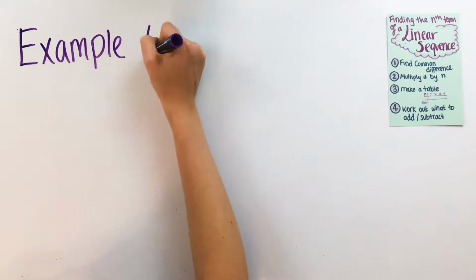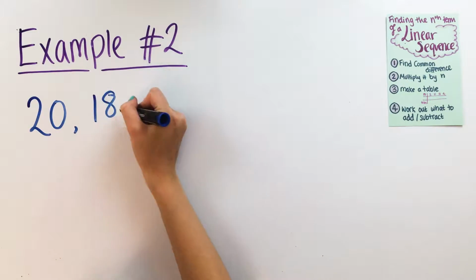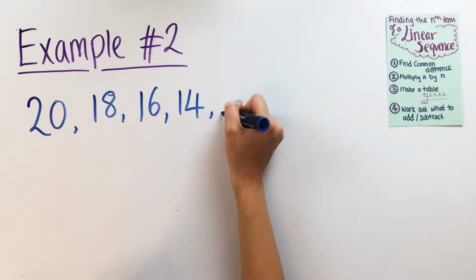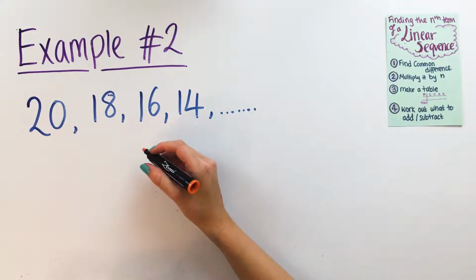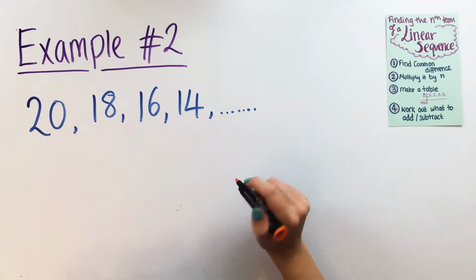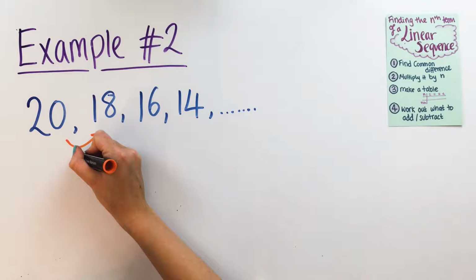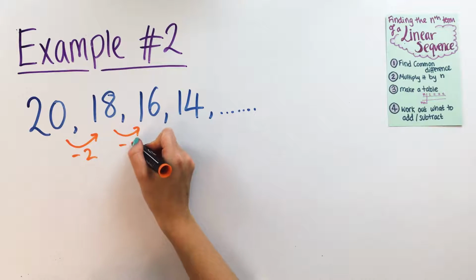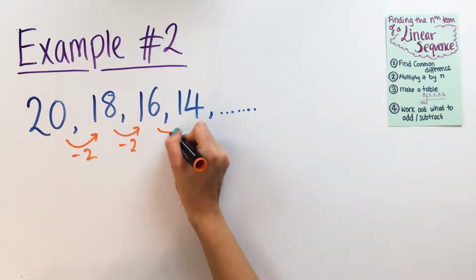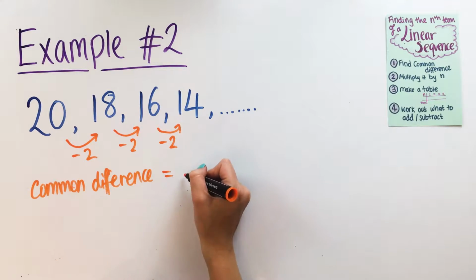Let's try another example. Now let's say you're given the sequence that begins with 20, 18, 16, 14. Let's try and find the nth term for this sequence. So to begin, we start with step 1, find the common difference. So here you can see to get from term 1 to term 2, you subtract 2. Likewise for term 2 and 3, you subtract 2, and to get from term 3 to 4, you subtract 2. So the common difference is minus 2.